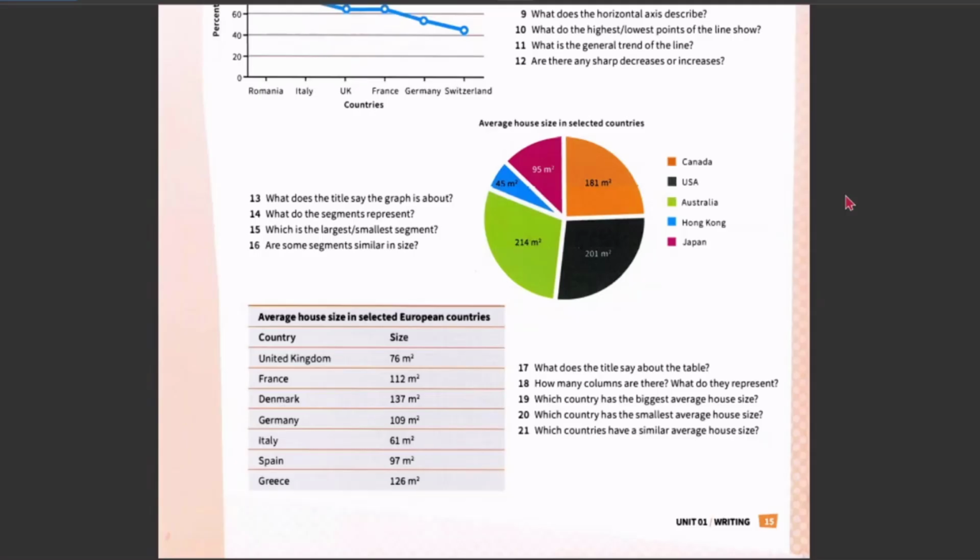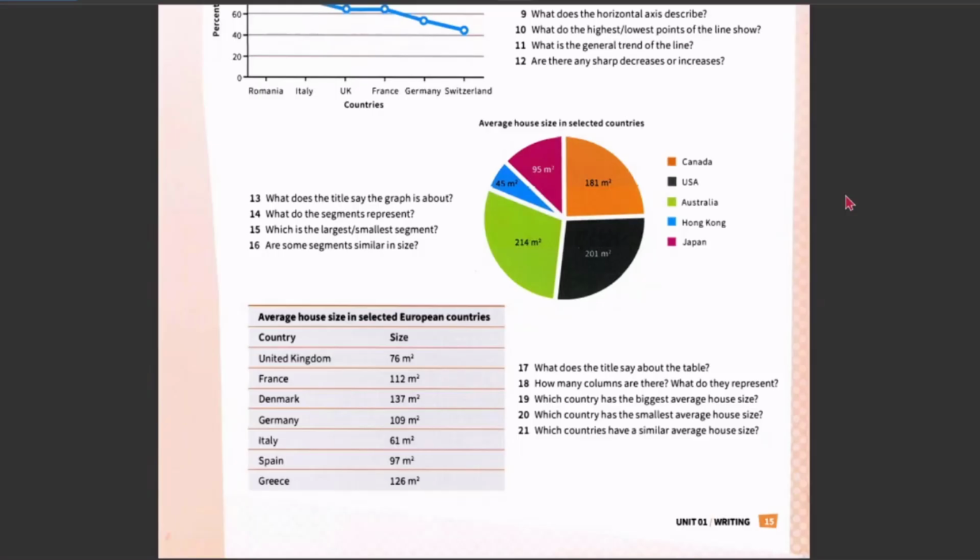From the columns, we can see that between Italy and the United Kingdom there is a similar average house size, though there is a bit of difference. And also between Germany and France there is a similar average house size. Okay, so for this, you said Germany and France, and Italy and the United Kingdom.